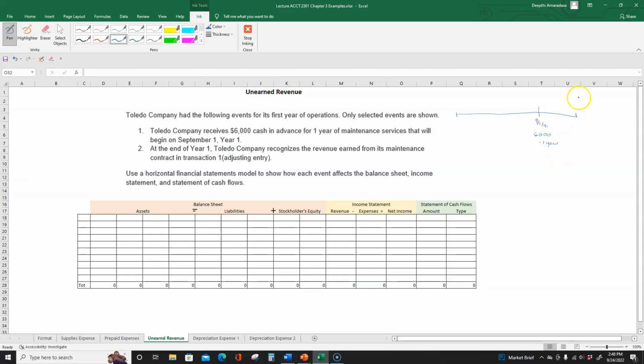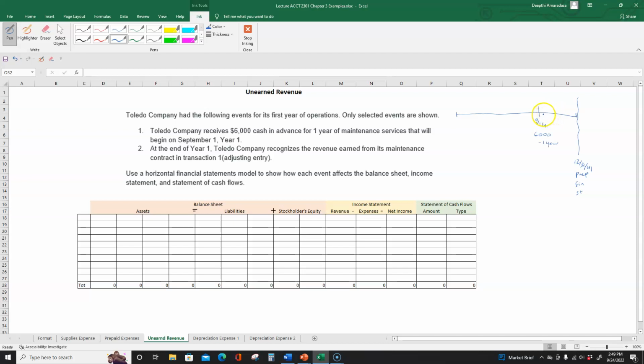Now fast forward to the end of the accounting year. This is December 31st of year 1, and the company is getting ready to prepare their financial statements. So they need to figure out whether they've earned any revenue between September 1st and December 31st. Have they? Yes, they have. So we need to figure out how much revenue they've earned.